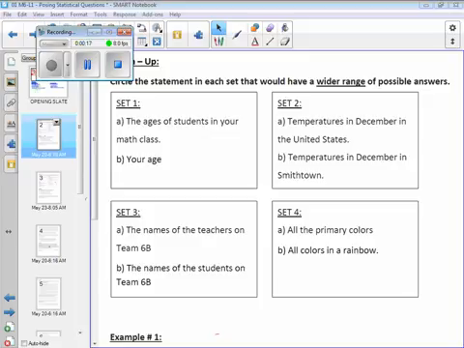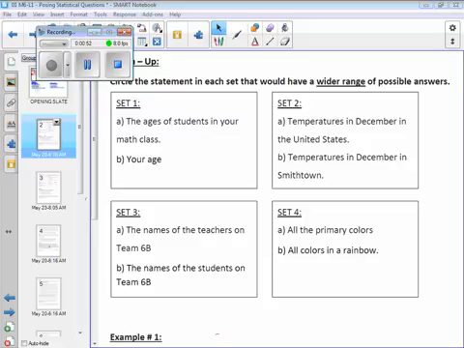Okay. Lesson 1 is all talking about the difference between what's called a statistical question and a non-statistical question. I'm going to simplify it for you. Very simply, if a question has more than one possible answer, it is called a statistical question. It means that the answers can vary. It could be more than one. Same thing with these statements. If there's more than one possible answer, it's a statistical statement. So let's do this together.